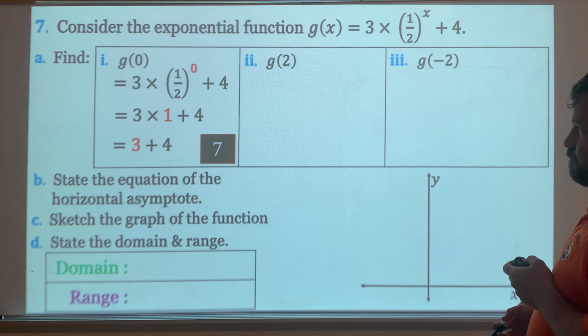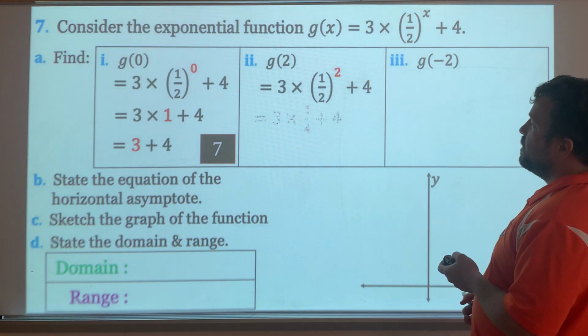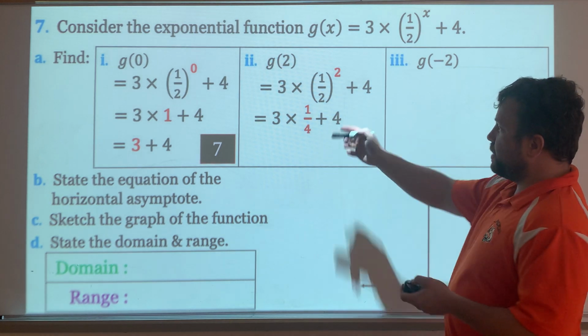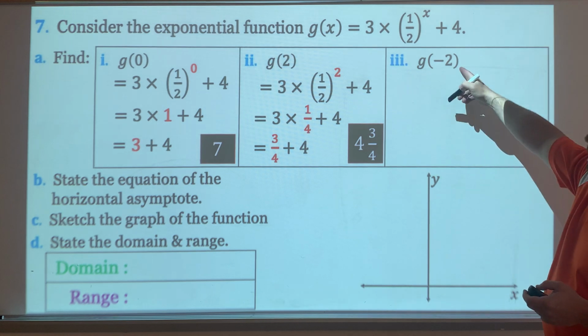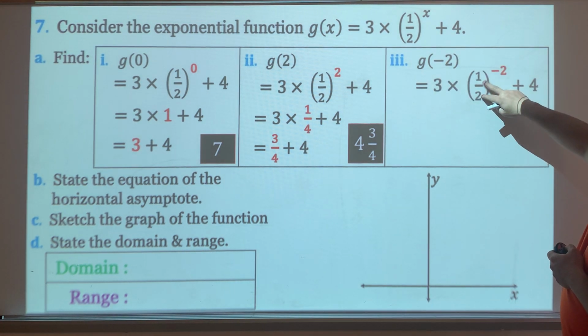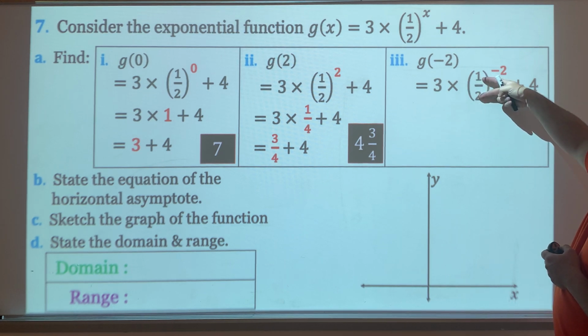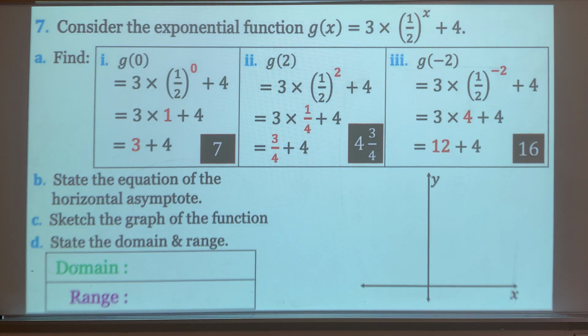g of 2. 3 times 1/2 squared. 1/2 squared is 1/4. So 3 times a fourth plus 4 is 3/4 plus 4, which is 4 3/4. Negative 2. 3 times 1/2 to the negative 2 plus 4. Now, because this is negative, I invert it, so it's 3 times 2 squared, which is 4. 3 times 4 is 12. 12 plus 4 is 16.